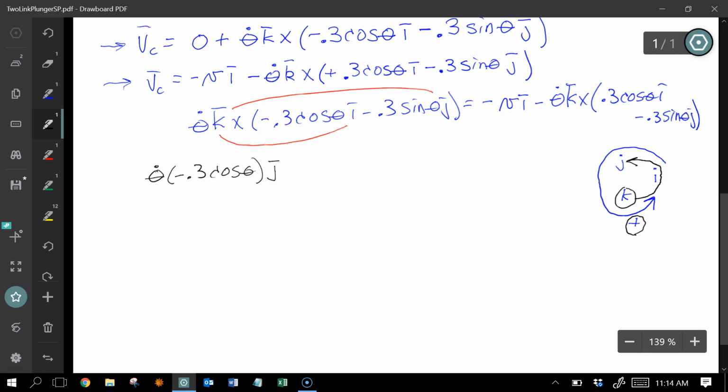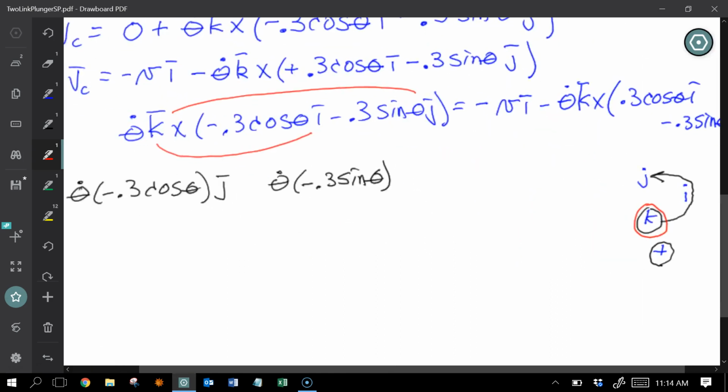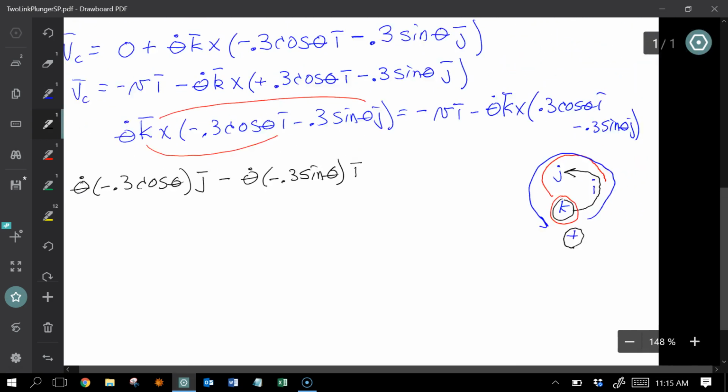Okay, let's do the next term. So I pull out the numbers. So I have a theta dot, I have a negative 0.3 sine theta. And now I'm left with K cross J. So I start with the K, and I cross J, so I head towards the J. Keep going. Start with the K, cross the J, end up at the I. And so the answer is I. And I went in the negative direction. Let me put that guy back in. This is the positive direction. I went backwards. So that's a negative, negative right there.